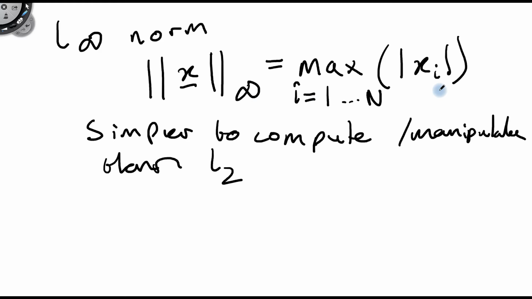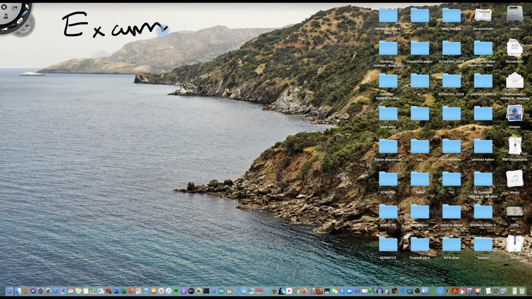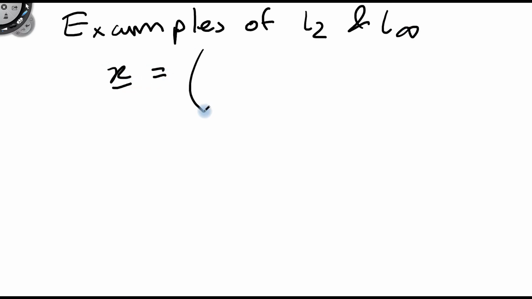Okay, so the main two things are L2 and L infinity. So what I want to show is just some examples of how these are computed. Let's keep an eye on the time there. Examples of L2 and L infinity. So we'll just define a vector now, a 3-component vector, 2, -3, and 6, and then we just need to apply these different rules.